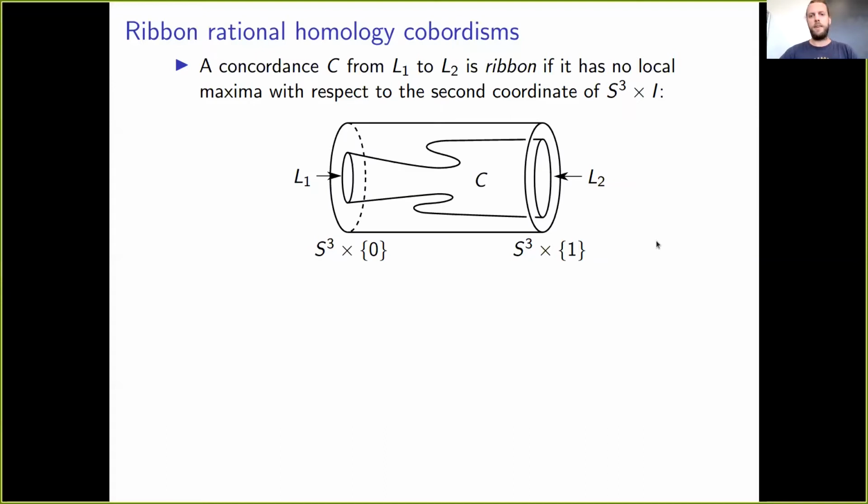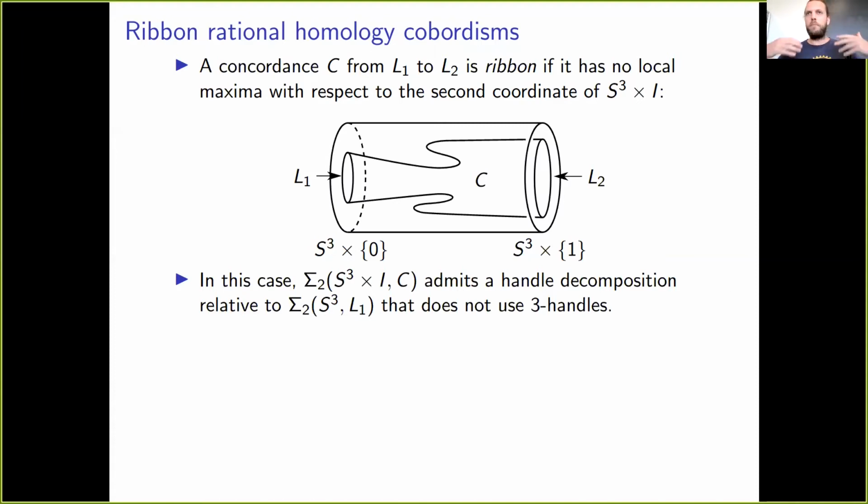Now you can see, unlike in the first picture, which had an additional cusp, in this picture, if we traverse S3 cross I from left to right and keep track of what portion of the concordance we see, we only ever see stuff appearing. We never see stuff dying off or disappearing. That's what it means to have just local minima, but no local maxima with respect to the second coordinate on S3 cross an interval. So this is a schematic picture of a ribbon concordance.